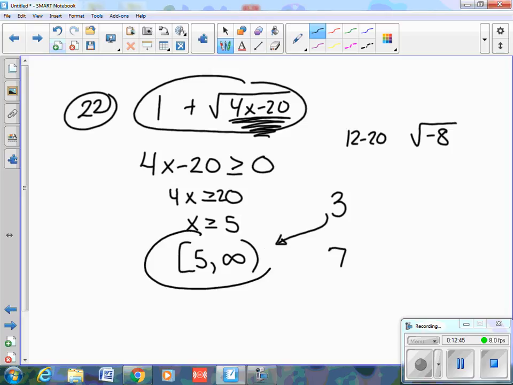So, final answer. Again, all you do on the test is take the part underneath the radical and set it greater than or equal to 0. I forgot the equal part. So, if you're watching this video, you might want to put a line underneath it. And don't forget your bracket. Number 23.